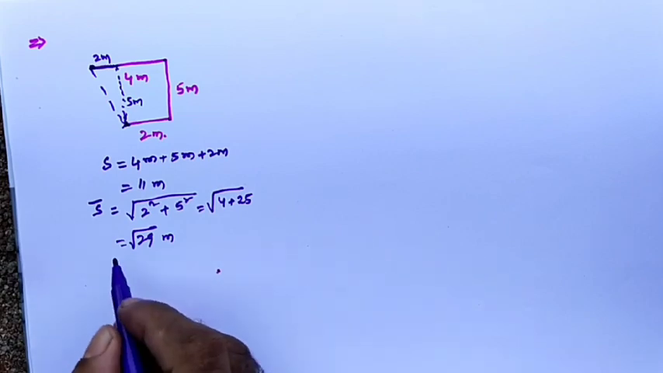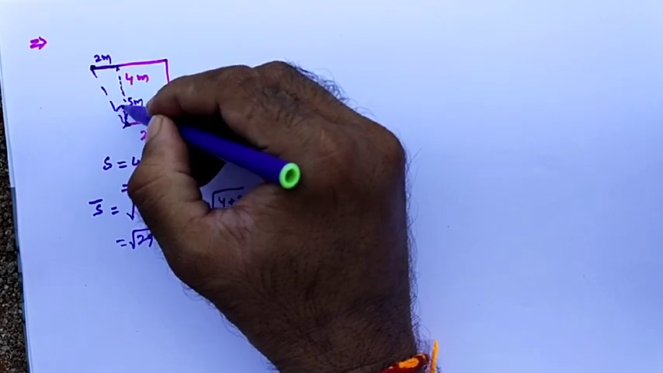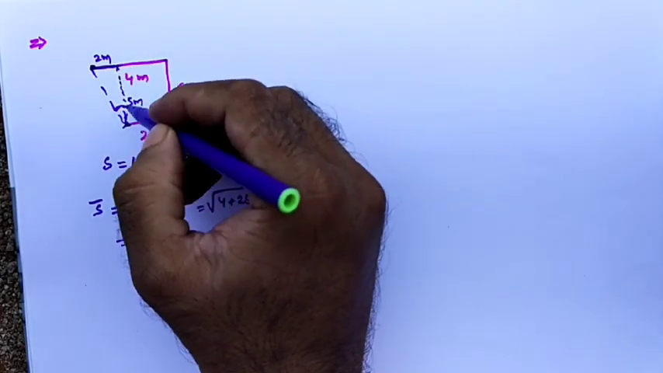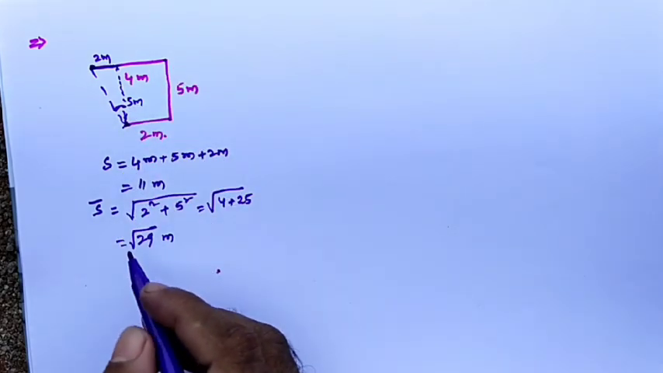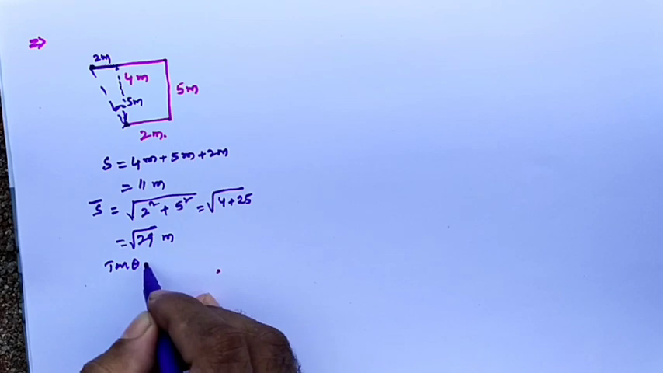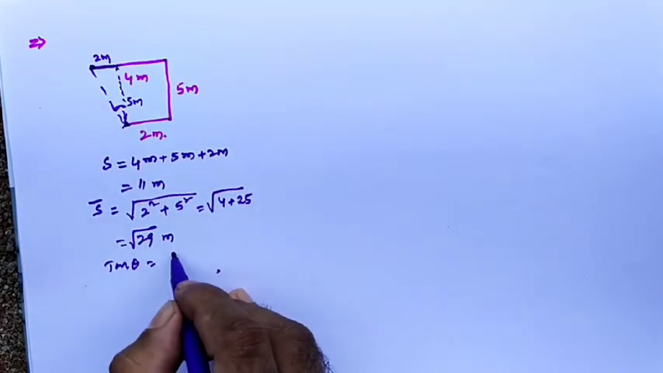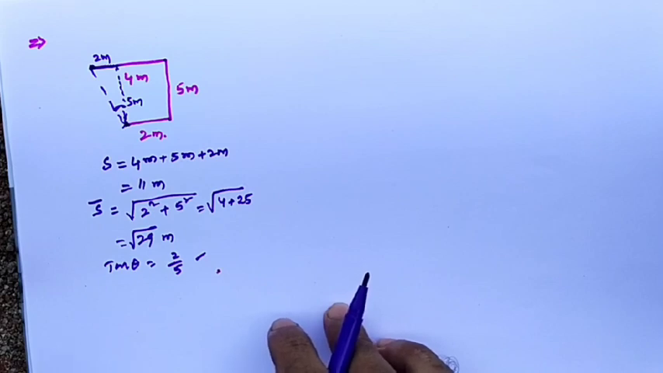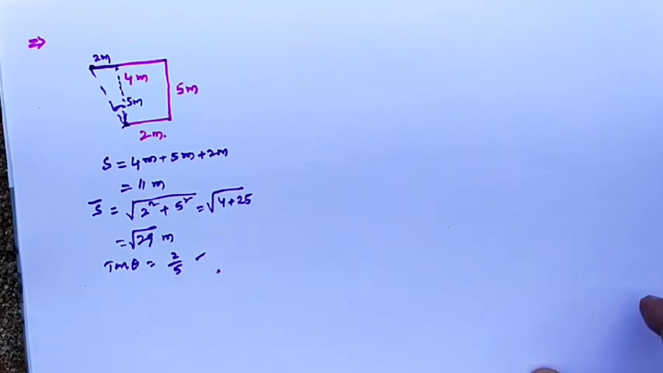Then how will we calculate the angle? The angle made by the displacement with the 5 meter side can also be calculated. How? If you take tan theta, it is opposite by adjacent, that is 2 by 5. This gives the direction of the displacement. Understood? In this way one can calculate distance and displacement very easily. Let us see some more examples.